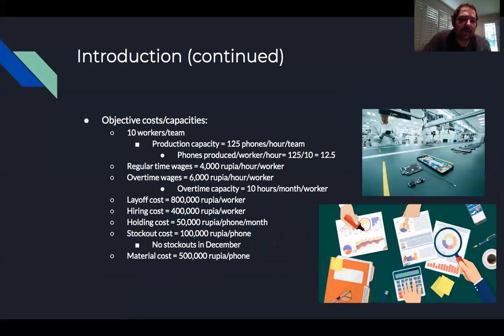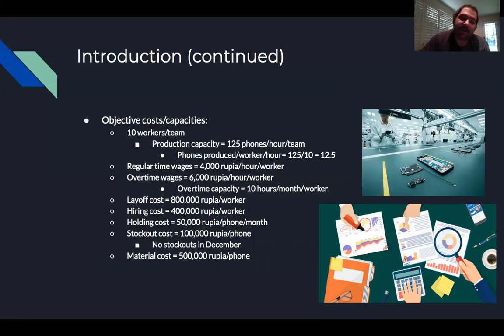So now let's also go over some of the objective costs and capacities. There are 10 workers per team. The production capacity is equal to 125 phones per hour per team. This comes to 12.5 phones produced per worker per hour. The regular time wages are 4,000 rupiah per hour per worker. The overtime wages are 6,000 rupiah per hour per worker. And the overtime capacity is 10 hours per month per worker.